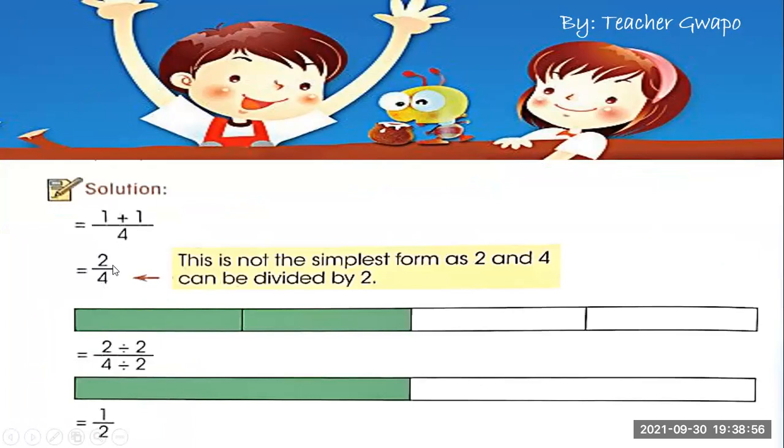But 2 over 4 is not the simplest form, as 2 and 4 can be divided by 2. 2 divided by 2 is 1, that's why we have 1 here. 4 divided by 2 is 2, that's why we have 2. So 1 over 2 is the simplest form of 2 over 4.